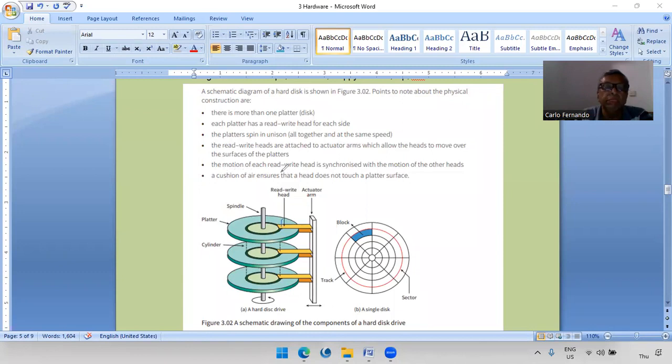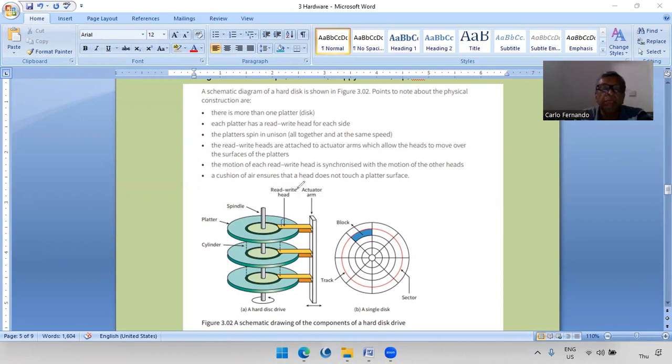The motion of each read-write head is synchronized with the motion of the other heads. So these heads all synchronize the same way. If this moves that way, all move that way. If this moves to the middle, the center of this track, then these others also do the same thing. That is, the motion of each read-write head is synchronized with the motion of the other heads.